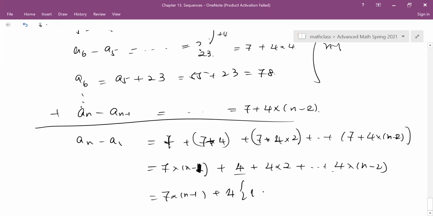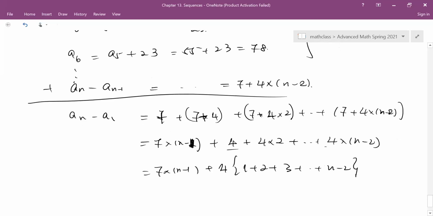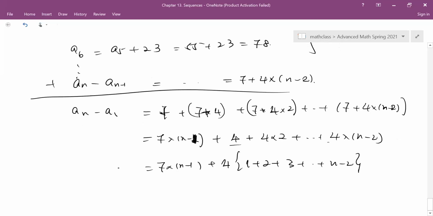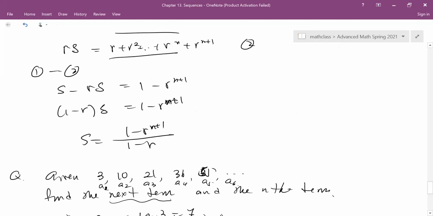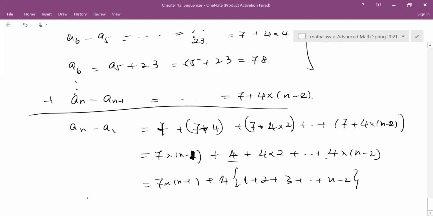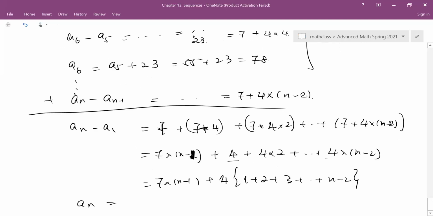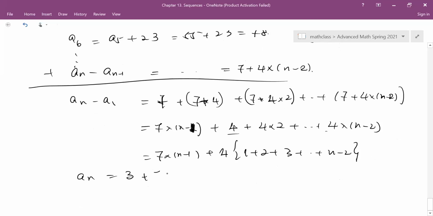Right? And here's 1 plus 2 plus 3 all the way to n minus 2. So mine is a general term. Okay, what is A1? A1 is 3, right? Yeah, A1 is 3. So A_n equals 3 plus 7 times (n minus 1) plus 4 times (1 plus 2 plus 3 all the way to n minus 2).